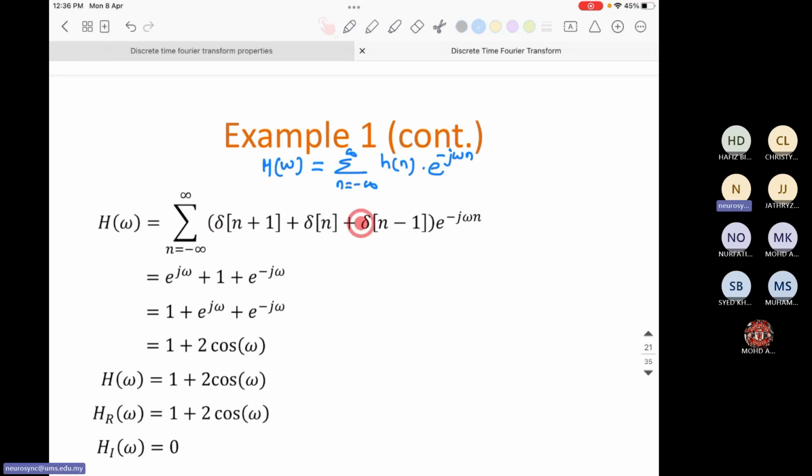I have written this here into e to the power minus j omega n, summation from minus infinity to infinity. Now you separate all these addition terms, so you can multiply this term with every term. The first term is the summation from n equal to minus infinity to infinity of delta of n plus 1 into e to the power minus j omega n.